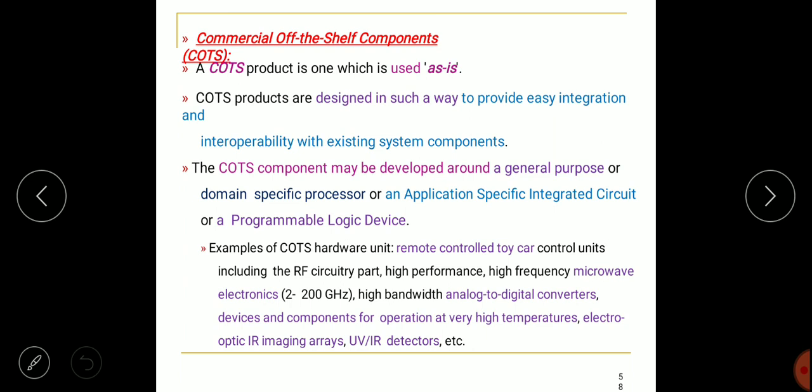Okay, it's important here. A COTS component may be developed around a general purpose or a domain specific processor, an application specific integrated circuit, or a programmable logic device. Examples of COTS: hardware units, remote control toy car control units including the RF circuitry part, high performance high frequency microwave electronics, high bandwidth analog to digital converters, components for operation at very high temperatures, electro-optic IR imaging arrays, UV and IR detectors, etc.